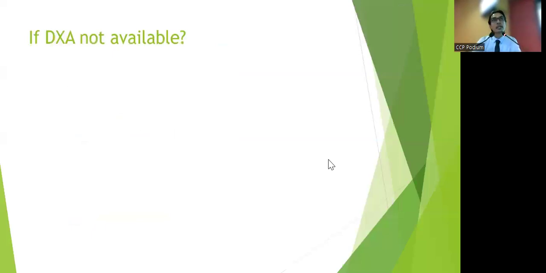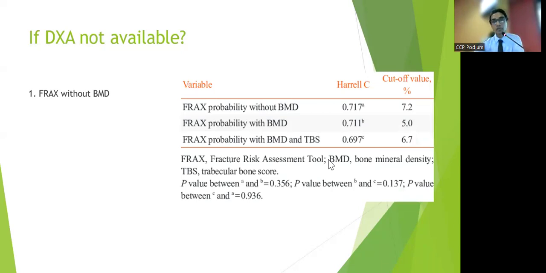So, if DEXA is not available, what can we do? Because there are only a few places in the government sector where DEXA machines are available. To my knowledge, it's only 4 places. But still, we have options. First, we can calculate the FRAX without bone mineral density, because bone mineral density is only one component of the FRAX. There are several other factors in the FRAX. They have found that even without bone mineral density, the FRAX calculations are very reliable. There's not much statistical significance in the difference.